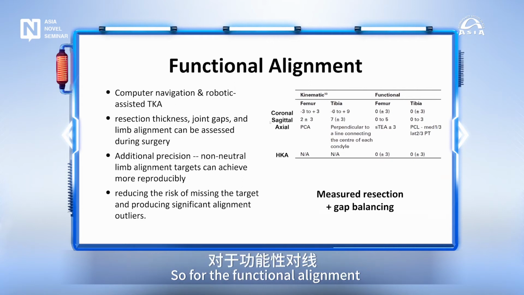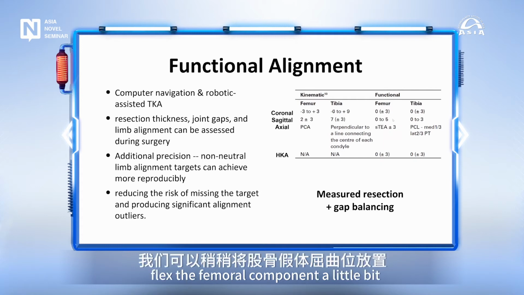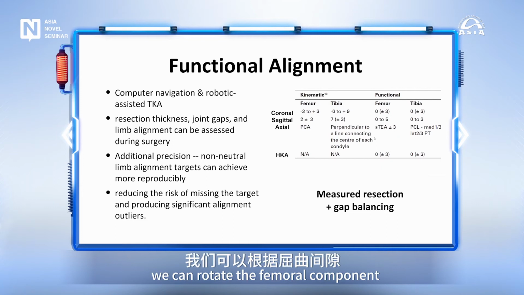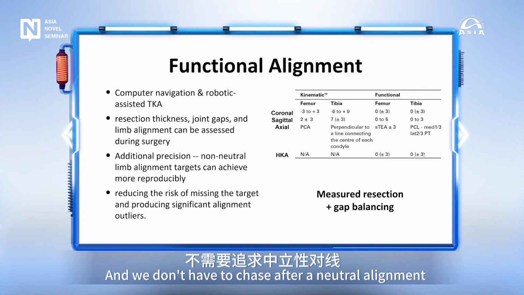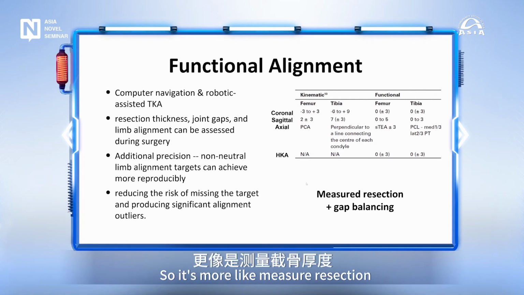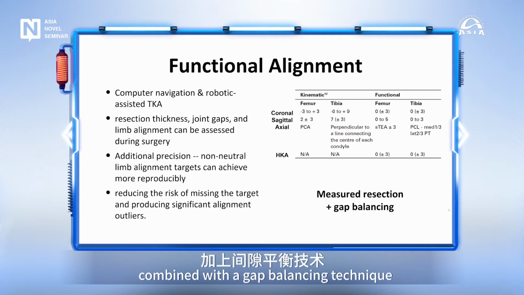So for functional alignment, on the coronal side, on the tibial side, we can give a few degrees of varus. On the sagittal plane, we can flex the femoral component a little bit. On the axial side, we can rotate the femoral component according to the flexion gap, and we don't have to chase after a neutral alignment. So it's more like a measured resection combined with a gap balancing technique.